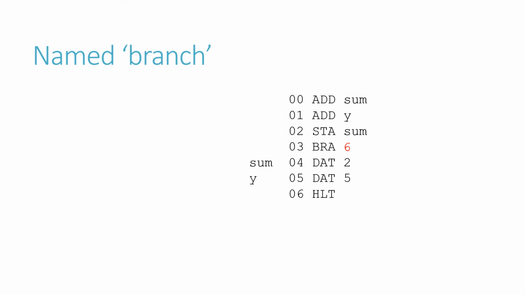We can also use this naming to name a branch of our program. So here, line 3 says branch to location 6, but if we label location 6 end, it is clear that line 3 tells us to branch to the end of the program. So here's the completed program with the numbered data locations.